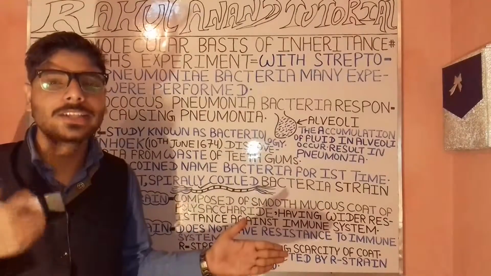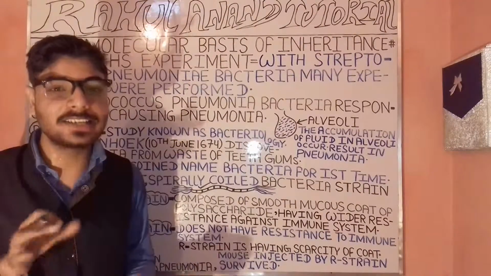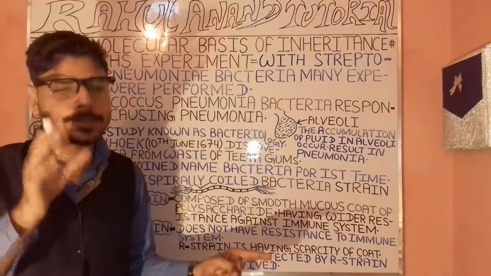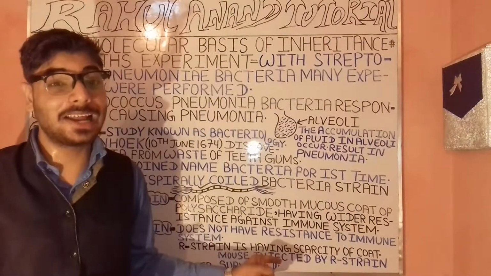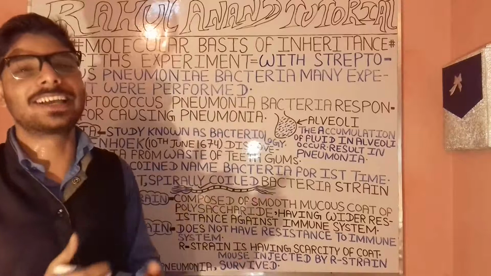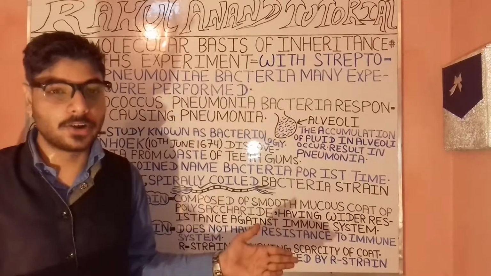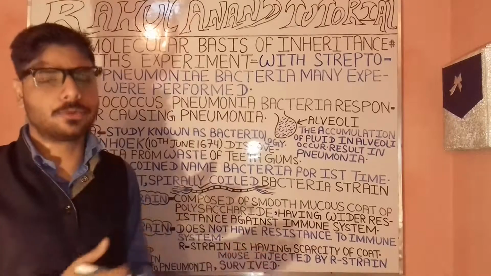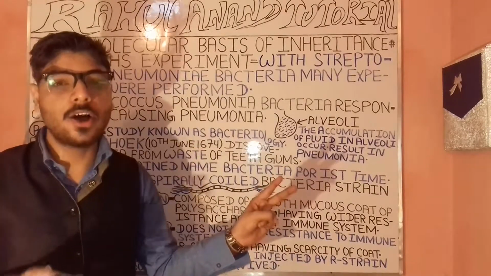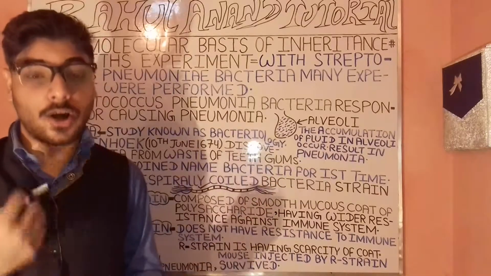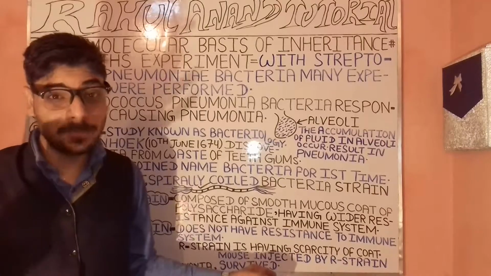Now, when we are talking about the S strain, these are composed of the smooth mucus coat of the polysaccharide. When we are talking about the case of the polysaccharide, remember, polysaccharide is the carbohydrate which could be hydrolyzed into the 2 to 10 units of the simpler sugar or the carbohydrate. So it will be coming under your polysaccharide case. Remember.